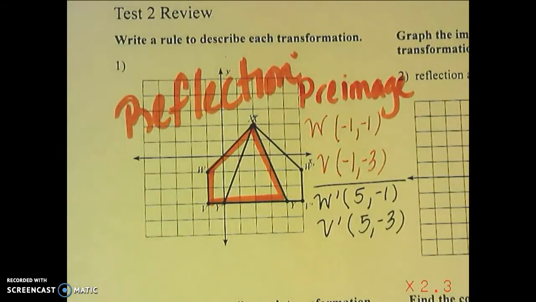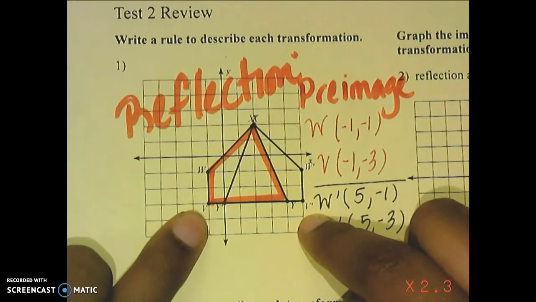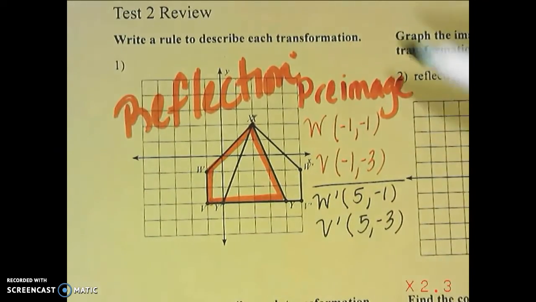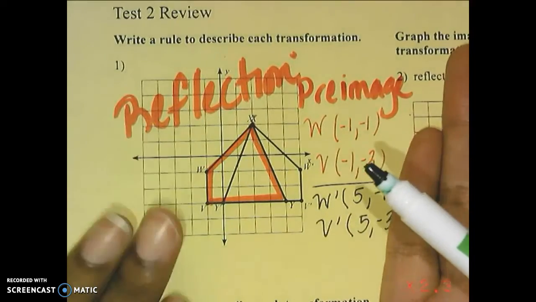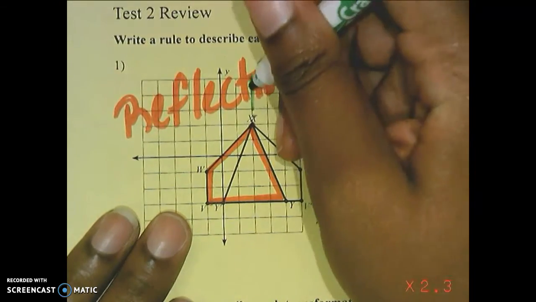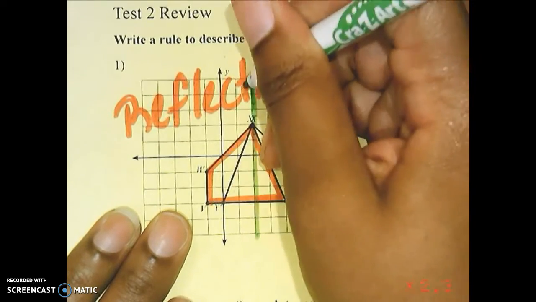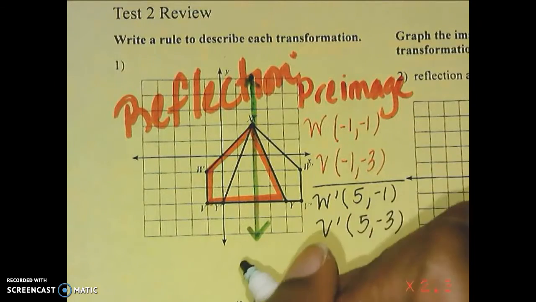Because I know that W and W prime and V and V prime are the exact same distance from each other, I need to figure out what that line of reflection is. So since W is on the left and W prime is on the right, I know that the line must be a vertical line. Coincidentally, X and X prime are in the exact same location, and so the line of reflection is actually the line that you see here, the vertical line.